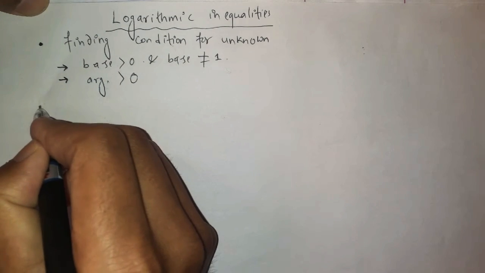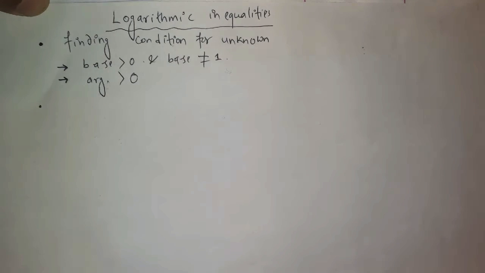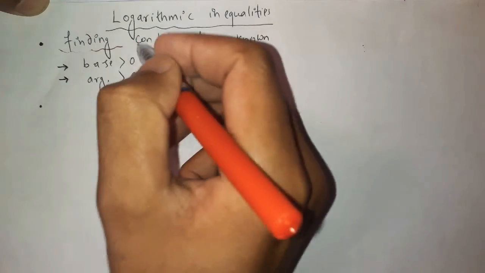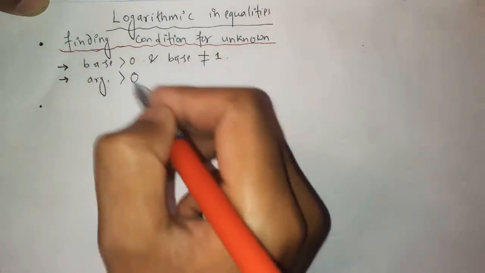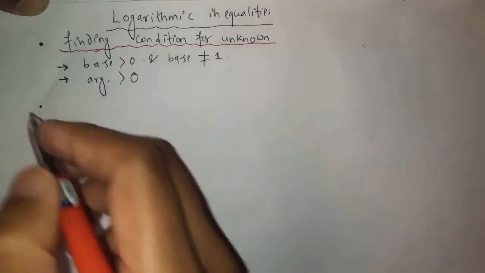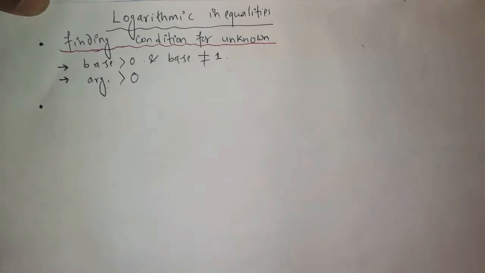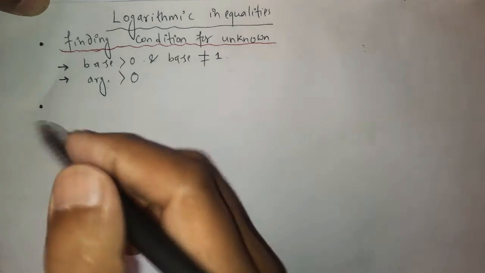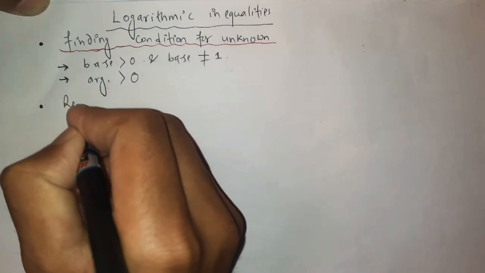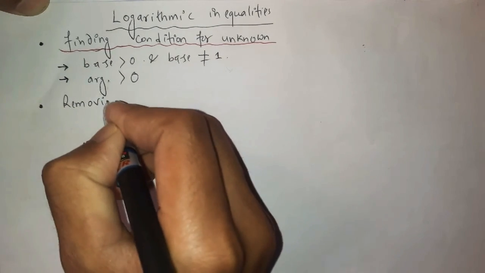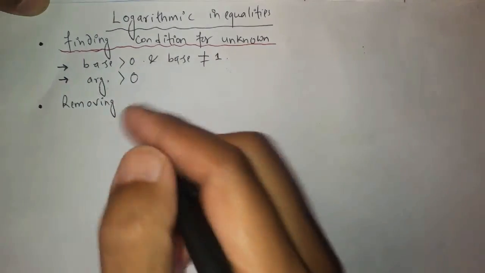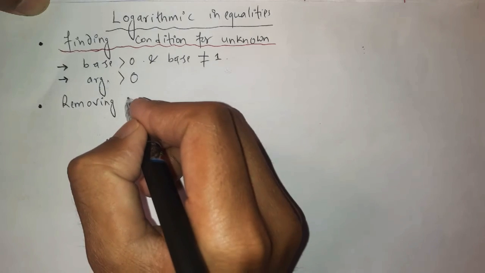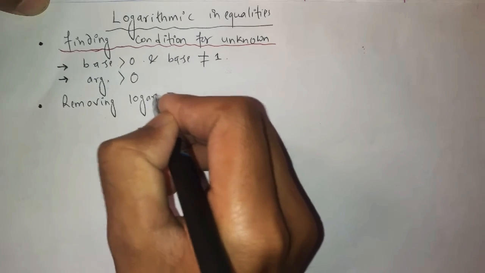This is the first step: finding the condition for the unknown. For calculating the conditions for the unknown, we can use these two concepts. And the second step for solving any logarithmic inequality is removing the logarithm.